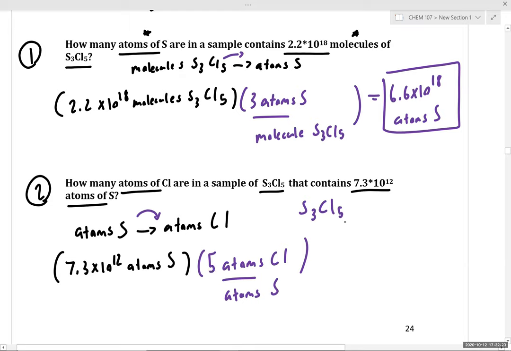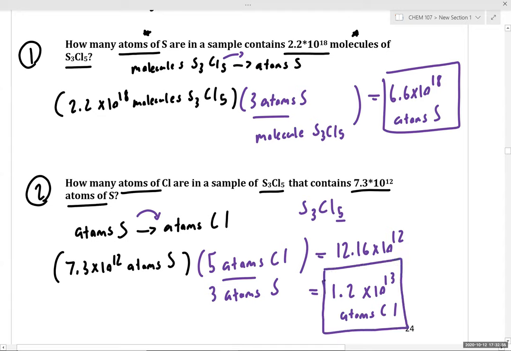5 to 3. Yep, we have 5 atoms of chlorine to 3 atoms of sulfur, and punching this into our calculator, that in turn gives us 12.16 times 10 to the 12th, which we round to 1.2 times 10 to the 13th atoms of chlorine. I wanted to show everyone those steps just to make sure that when you write your final answer in scientific notation, you make sure that your power of 10 is correct. Does this make sense to everyone?